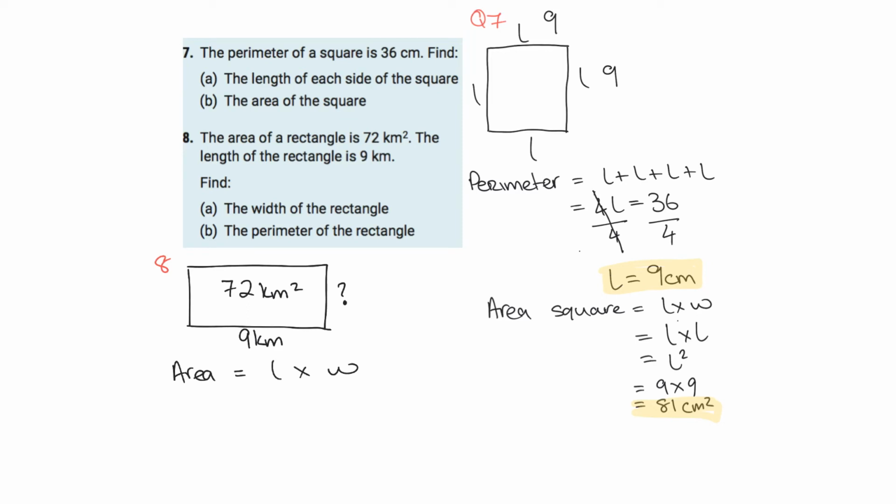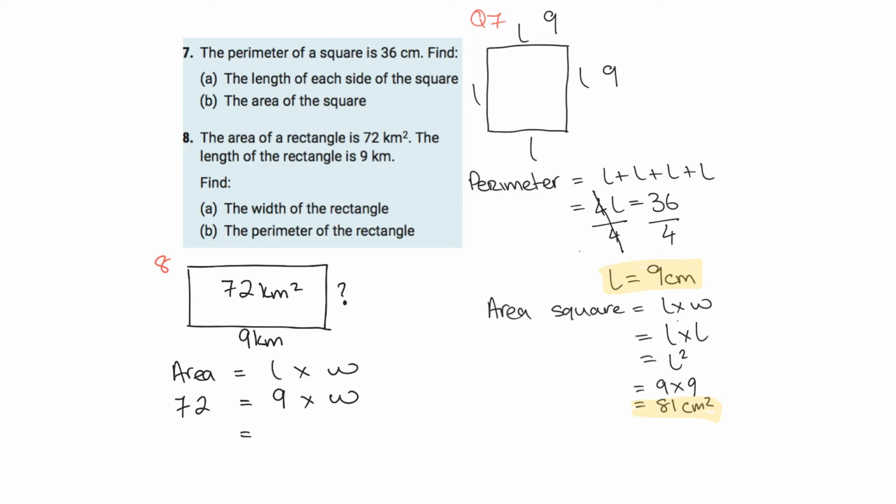That means that if I fill into this formula, I know what the area is. It's 72 kilometres squared. I know what the length is. It's 9. I don't know what the width is. So I've got to ask myself, 9 multiplied by what gives me 72? Okay, so you can do it that way. You can think about what 9 multiplied by what gives you 72. And I think most of you will think of 8.